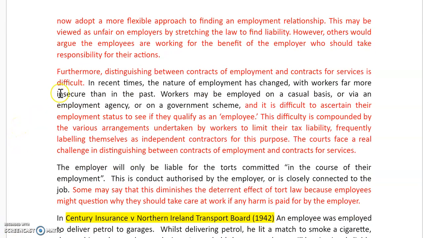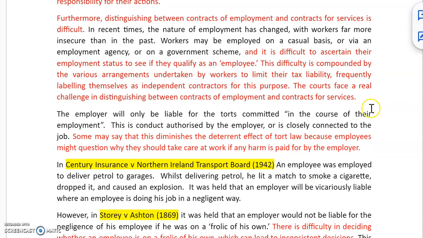The next little critique is that distinguishing between contracts of employment and contracts for services is difficult, and you can use lots of recent cases on this. There's some on Uber that would be really interesting to talk about here. So in recent times, the nature of employment has changed, with workers far more insecure than in the past. They may be employed on a casual basis, via an employment agency, on a government scheme. And in all of these situations, it may be difficult to ascertain whether they qualify as what the courts would view as an employee.